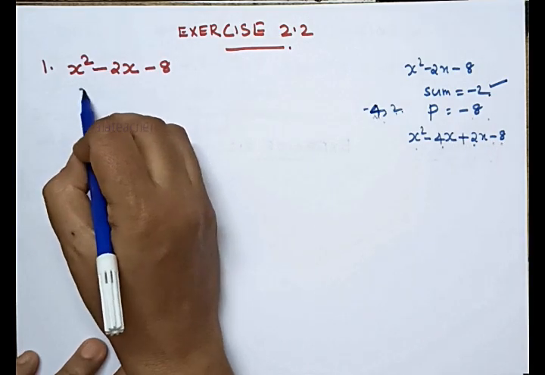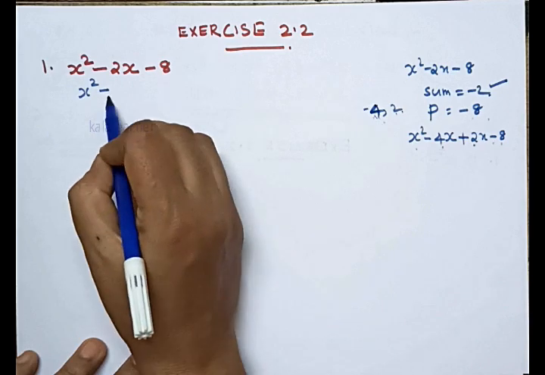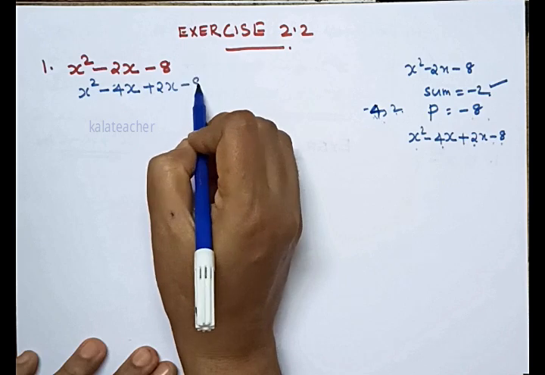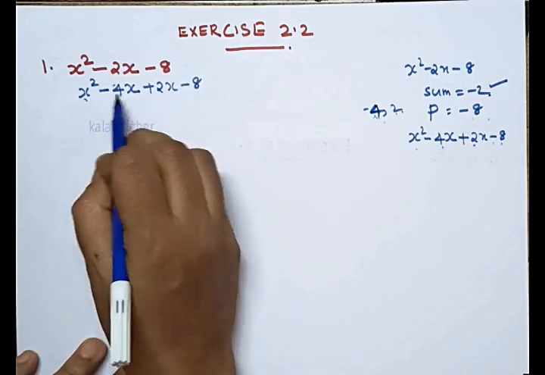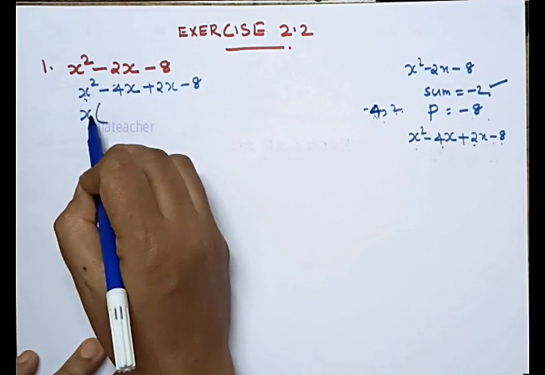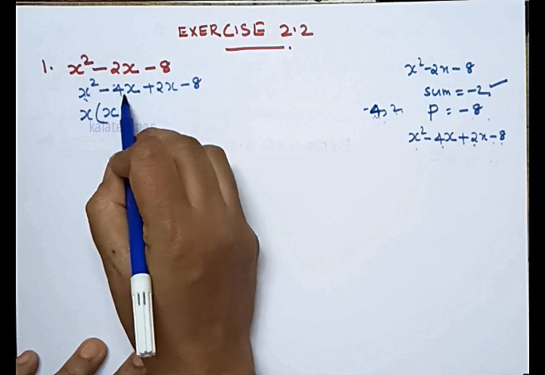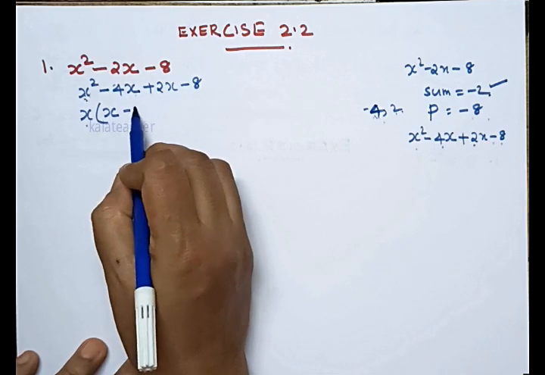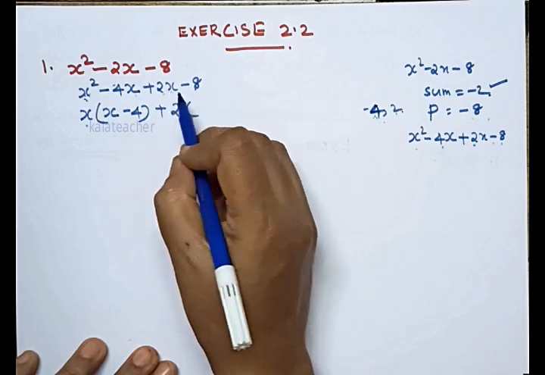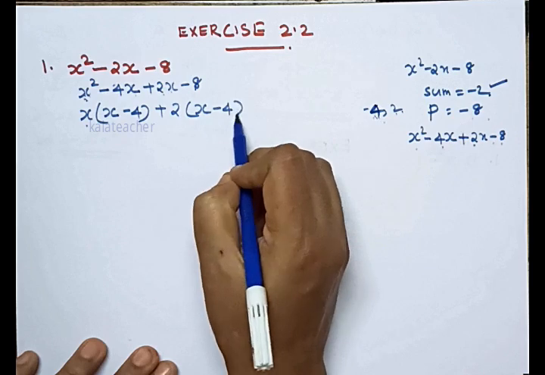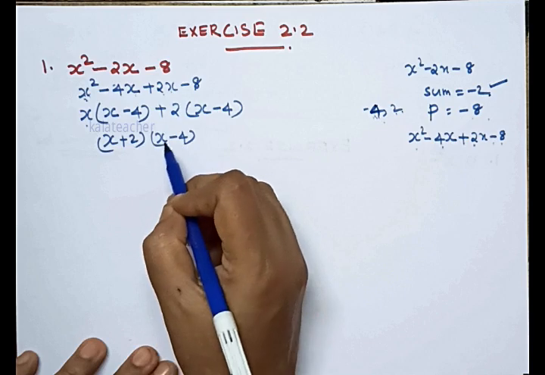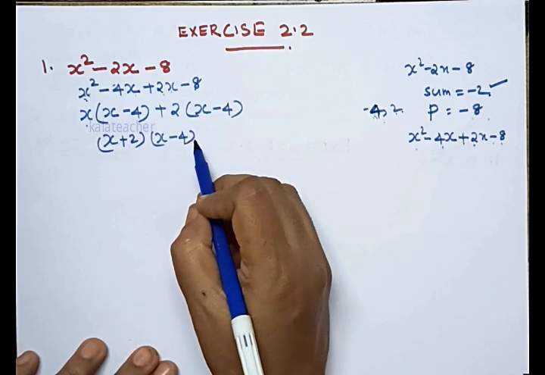Now we split the middle term: x square minus 4x plus 2x minus 8. From the first two terms take x common: x into x minus 4. From the next two terms take 2 common: 2 into x minus 4. So we get x plus 2 and x minus 4. That is, x plus 2 is a factor and x minus 4 is a factor.